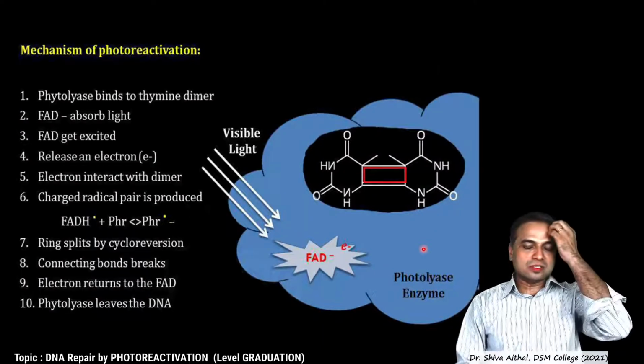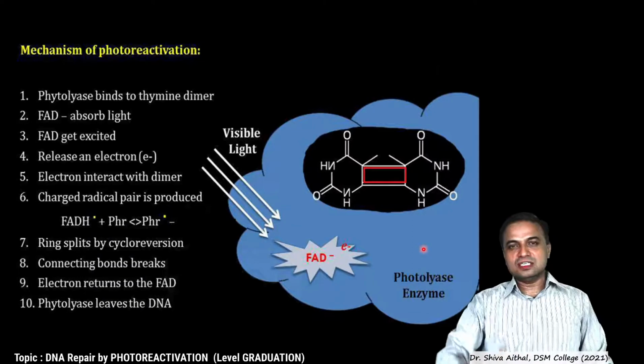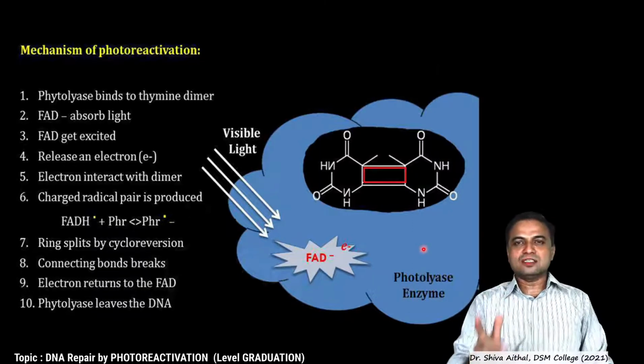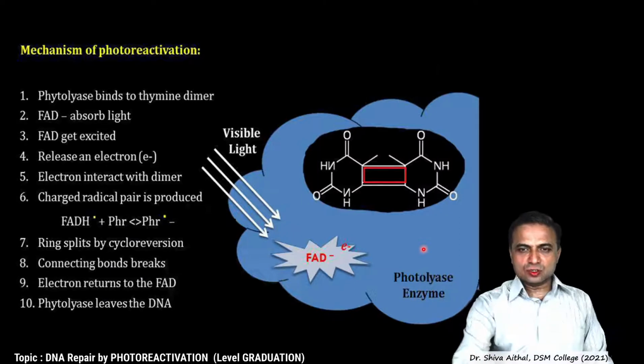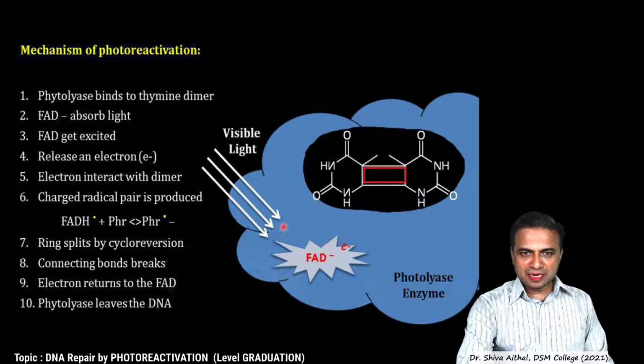So what happens when this is there? You can just see the steps of the mechanism of repair by photolyase. Photolyase binds to the thymine dimer. As visible light is there, this is a photolyase enzyme, with FAD and the folate. So photolyase first binds to the thymine dimer.